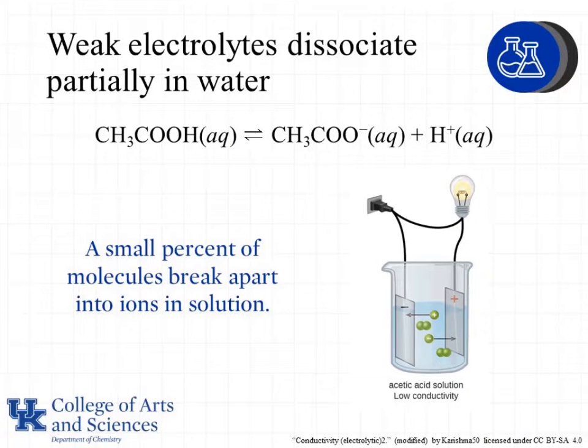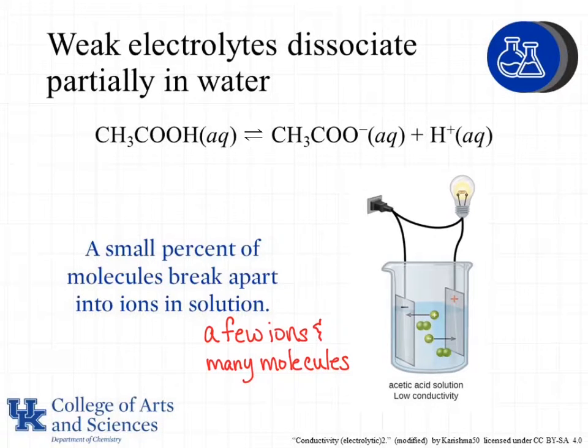Weak electrolytes dissociate partially in water. Again, dissociate and dissolve are two different things. So we see a small percentage of the molecules break apart into ions. Acetic acid is an excellent example of a weak electrolyte. When we look at acetic acid after being added to water, what we see is that a few of those molecules have broken up to form ions, but most of the substance is present in the molecular form, so it's still present as those acetic acid molecules.